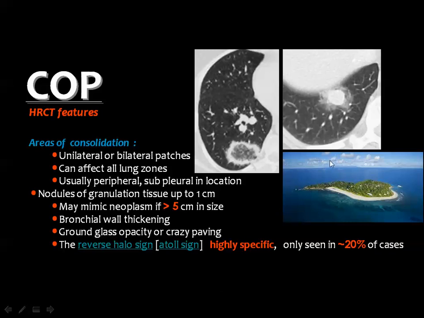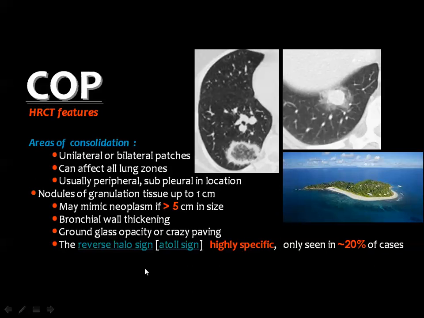If you look here, you can see the most classic appearance of this type of pneumonia, which is known also as the reverse of halo sign. This is the halo sign. You may see a lesion with a halo of ground glass veiling around. But here you see the ground glass veiling inside the lesion, and this is the periphery of the lesion, which is almost similar to this particular appearance of an island.